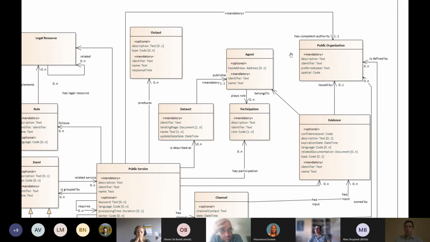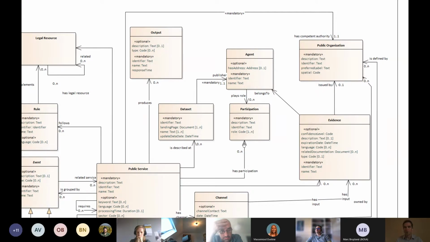Then we have the abstract concept of agent. An agent is basically any person or organization that is taking a role, that is active in the provision of any step of the public service. So it can be an end user, it can also be a service provider. And this agent, as I mentioned, can take different roles and can participate in different ways in the public service.